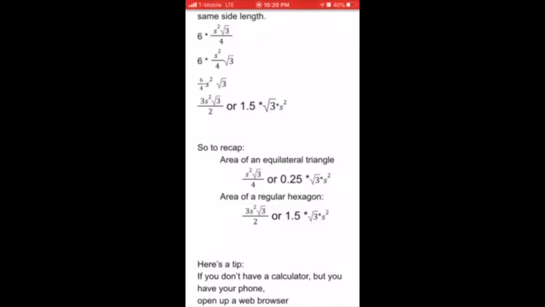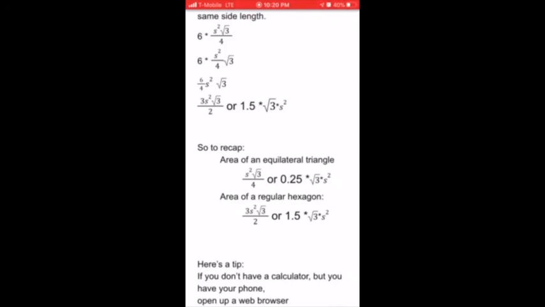To recap, the area of an equilateral triangle is s squared times the square root of 3 over 4, or 0.25 times the square root of 3 times s squared. The area of a regular hexagon is 6 times that, or 3s squared times the square root of 3 over 2, or 1.5 times the square root of 3 times s squared.